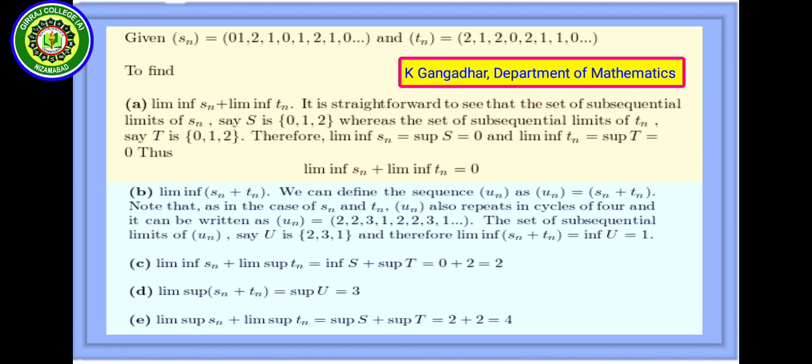Next, limit supremum Sn plus Tn equals supremum U, that equals 3. We know the terms of Sn plus Tn are 1, 2, 3, and the highest value is 3. So limit supremum Sn plus Tn equals 3. Next, limit supremum Sn plus limit supremum Tn equals supremum S plus supremum T. Supremum S is 2 and supremum T is also 2, so 2 plus 2 is 4.